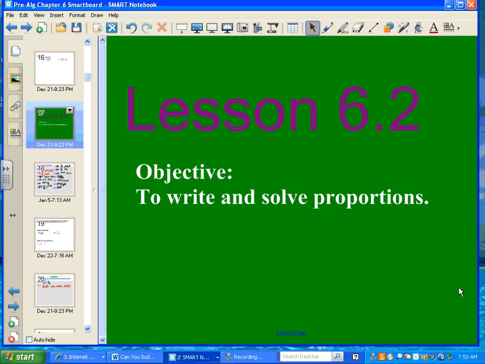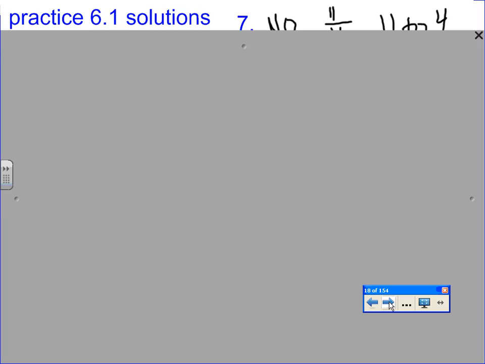Okay, guys and girls, the objective today is to write and solve proportions. 6th grade. First thing we're going to do is go over the homework from Friday, then we'll go into the warm-up. Okay, homework from Friday, you guys had to do practice 6.1, so let's get started here.